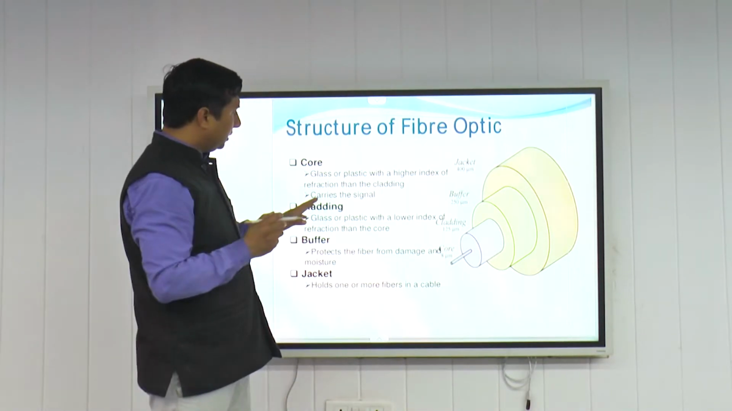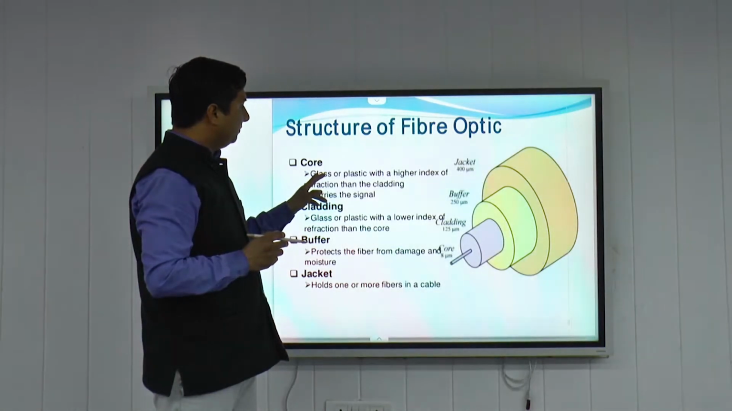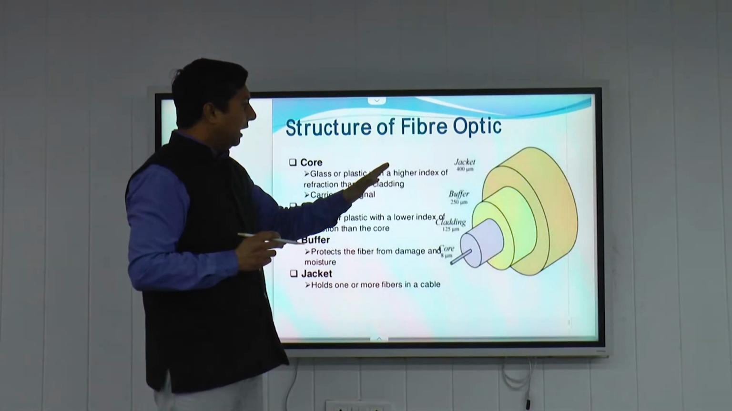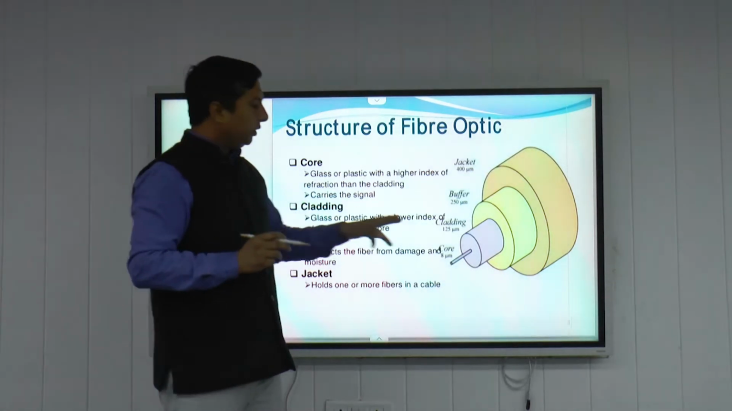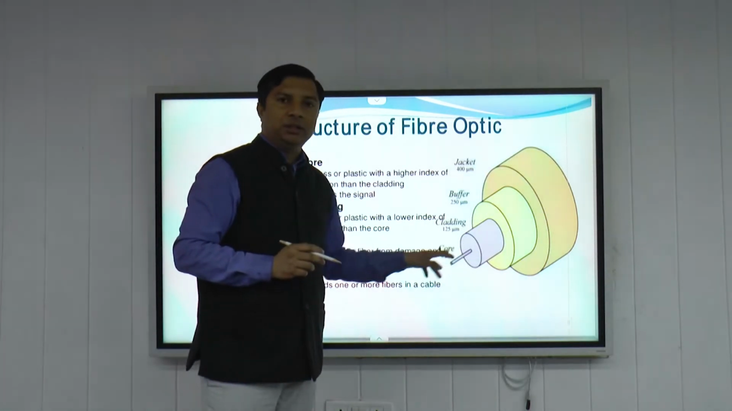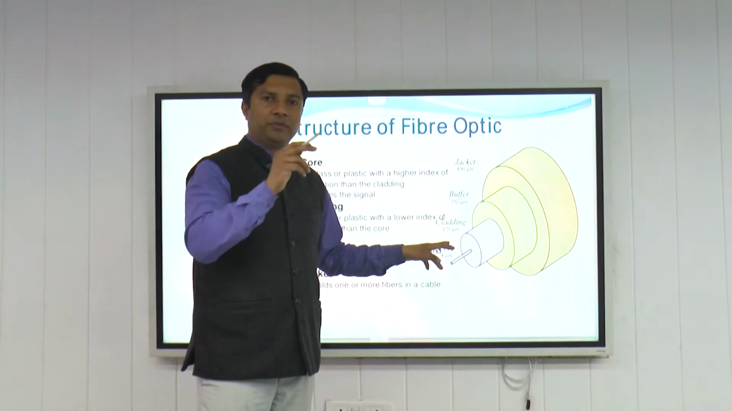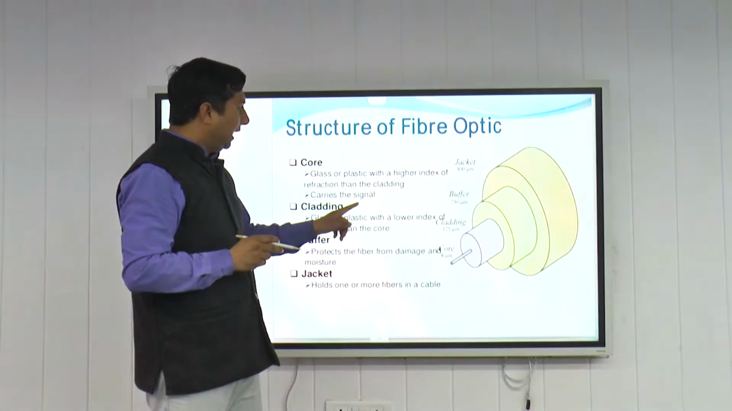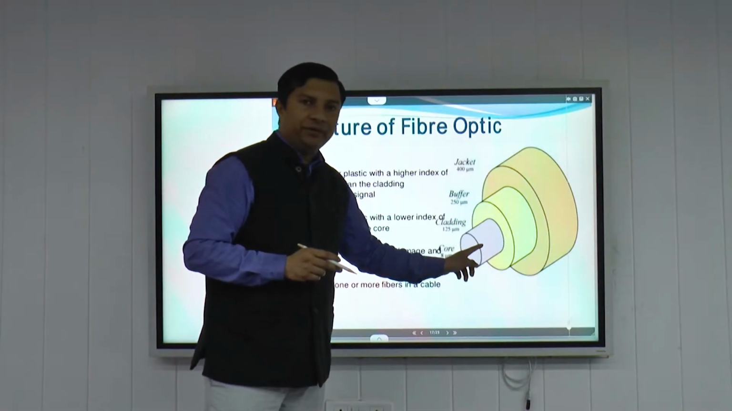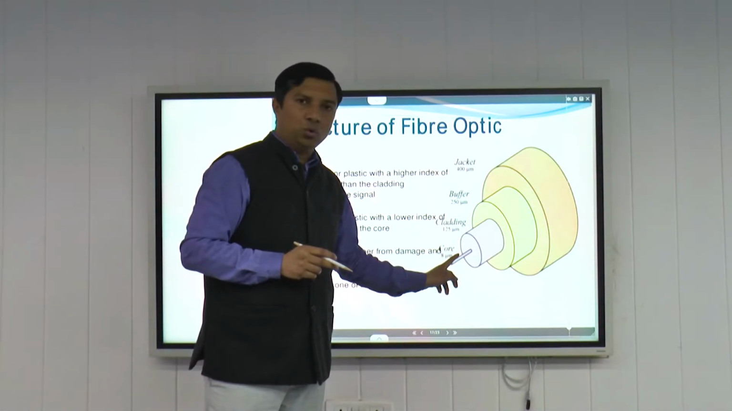So this core is made up of glass or plastic having higher refractive index than the cladding. So it carries the main signal that we want to transmit from one end to the other. This cladding has a lower refractive index than this core.